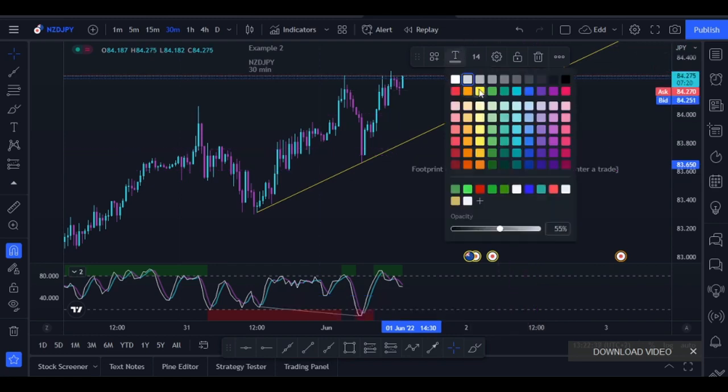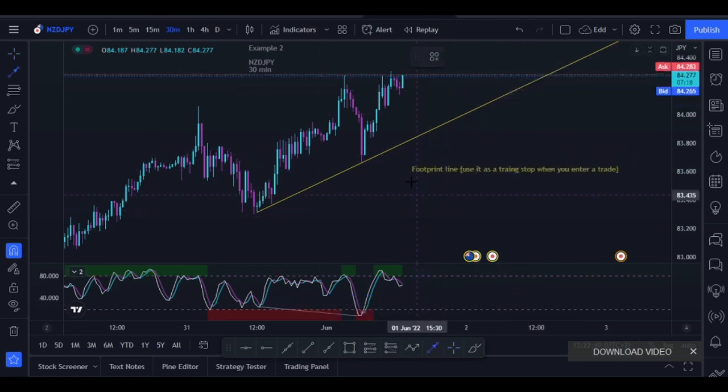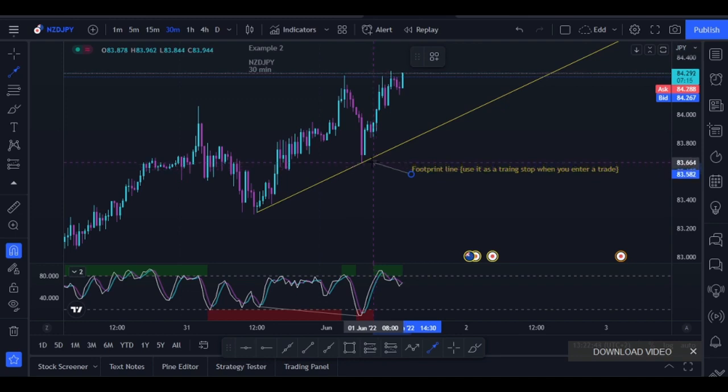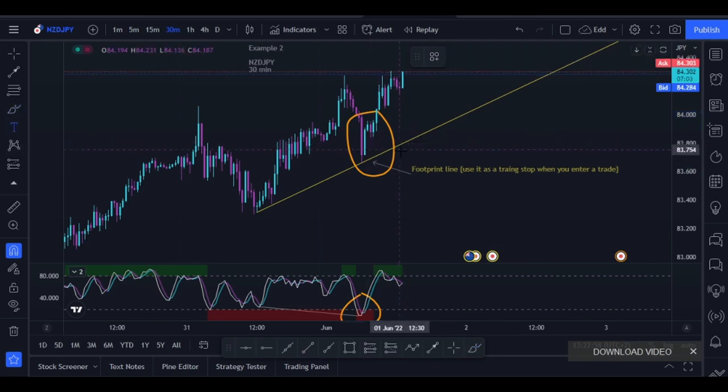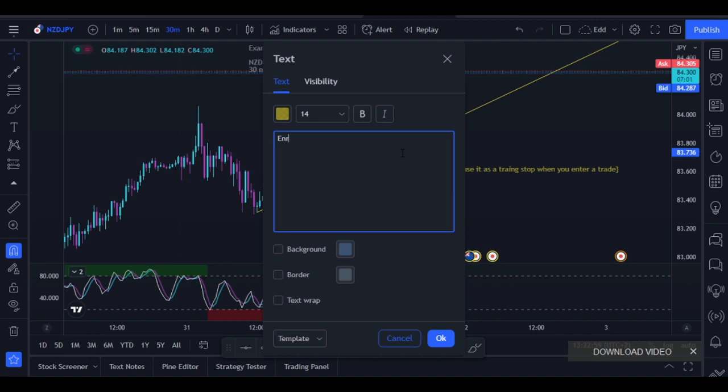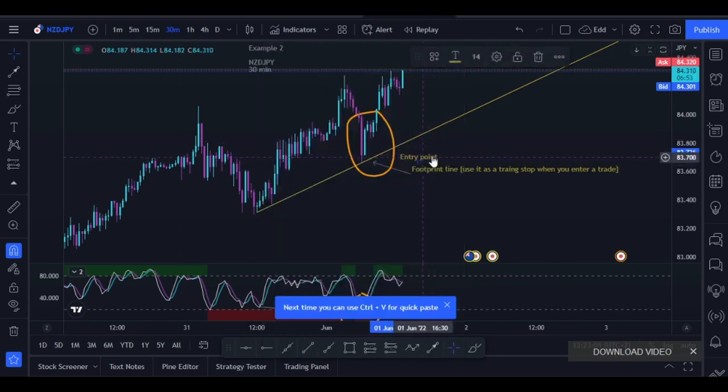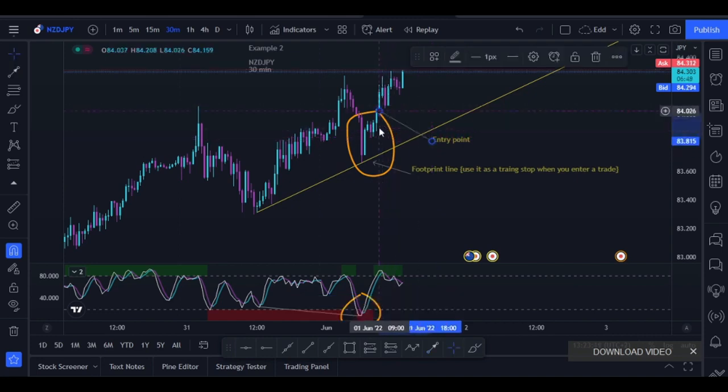Now let's label this here. That's the footprint. Now let's mark our entry point. It would have been here on the stochastic and there on the chart, and obviously the stop loss would be just below the footprint. Let's label this here, entry point, and point an arrow at it over here.